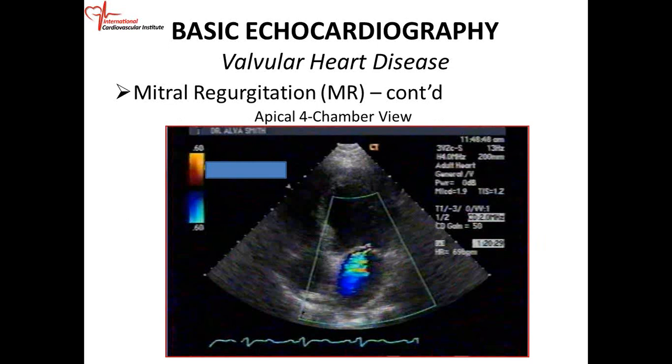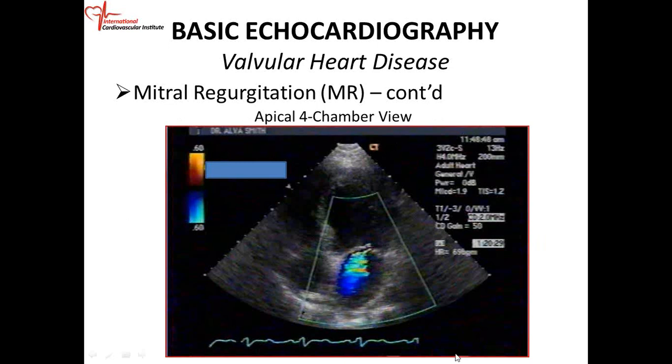All right, so this is your apical four-chamber view, okay? Transducer is right there. This is the LV cavity. This is your mitral valve. This is the anterior mitral leaflet, the posterior mitral leaflet. This is the mitral regurgitation. Okay, it's a systolic phenomenon.